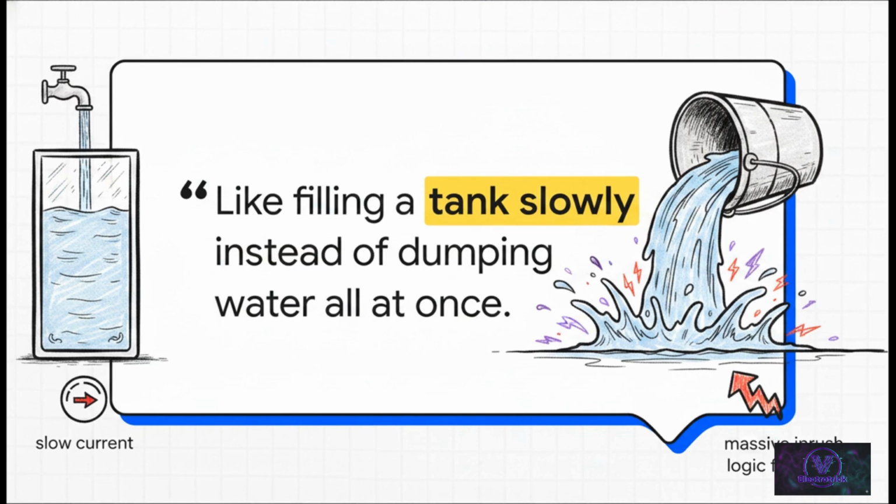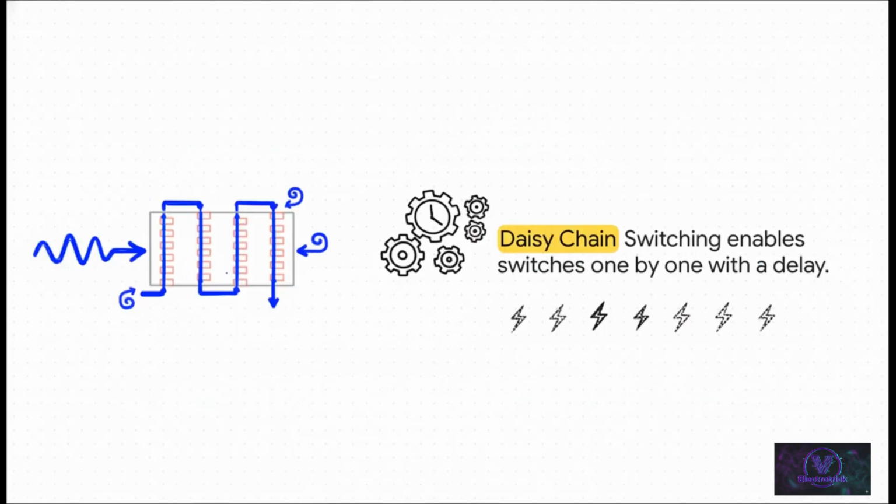That splash is your massive inrush current causing voltage droop and logic failure. But if you pour it in slowly, the level rises calmly and safely. We want to gradually charge the domain to keep that peak current way down. And the way we actually achieve that slow pour on the silicon is through a daisy chain setup.